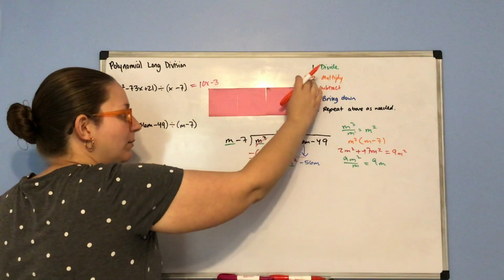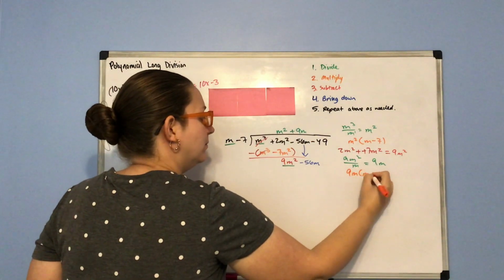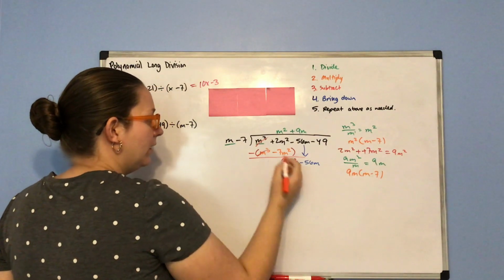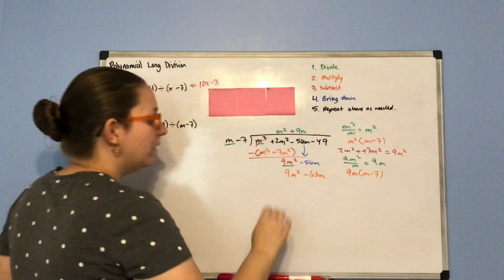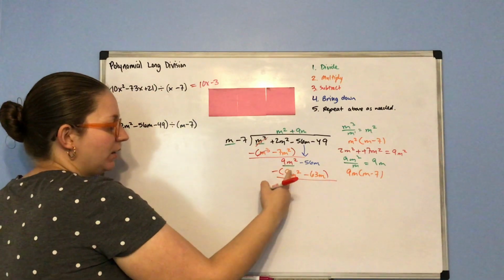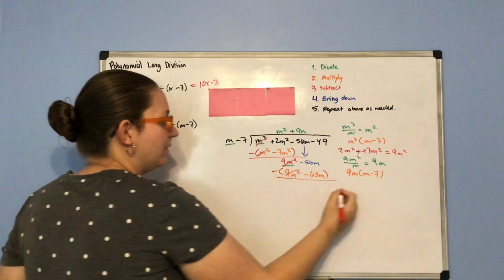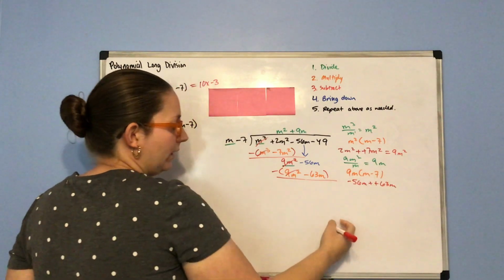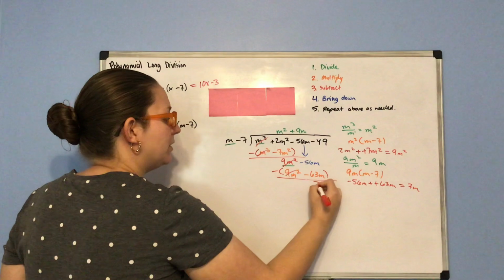Okay, we've divided, now we multiply. I'm going to multiply this 9m by my outside stuff. 9m times m is 9m squared. 9m times negative 7 is negative 63m. Now that I've done my multiplying, I subtract the whole thing. 9m squared minus 9m squared, those cancel. Negative 56 minus negative 63, again we got a double negative. Double negative is like adding. Negative 56 plus 63 equals 7m. So 7m goes here.